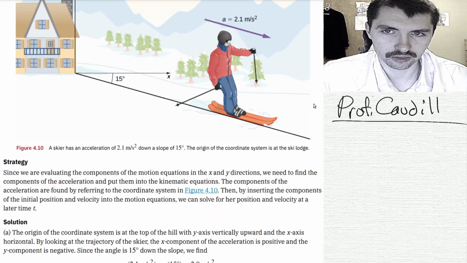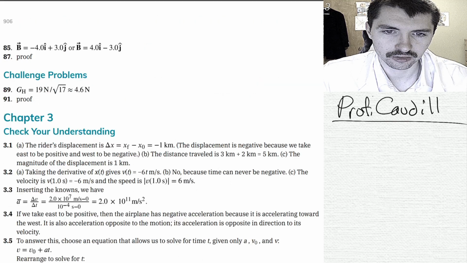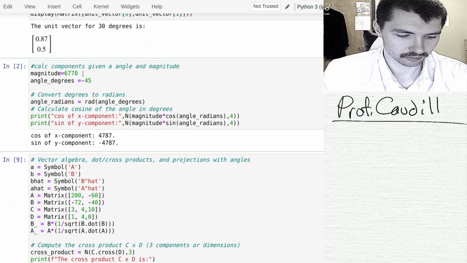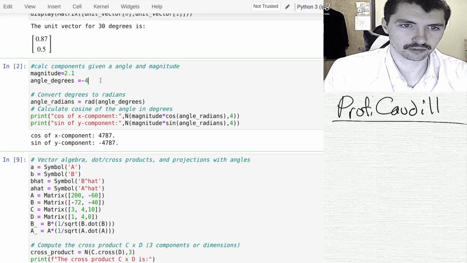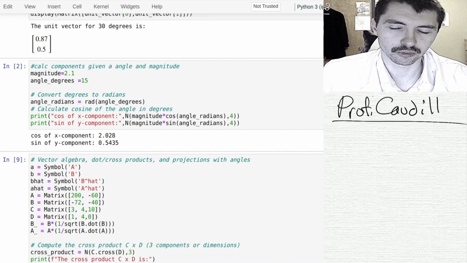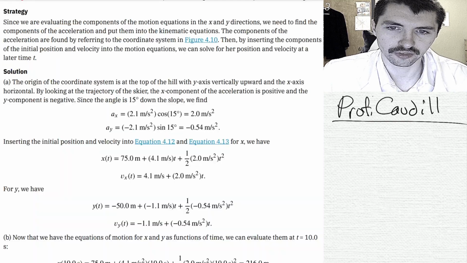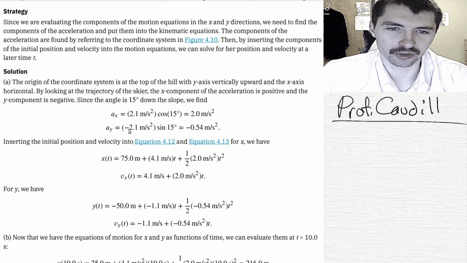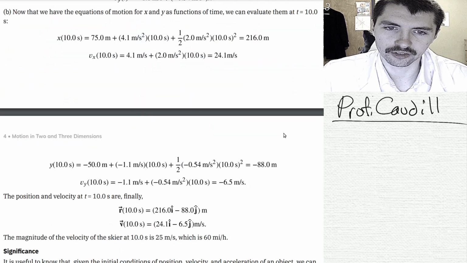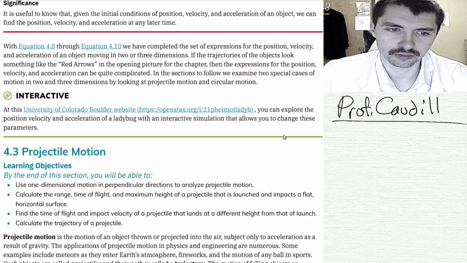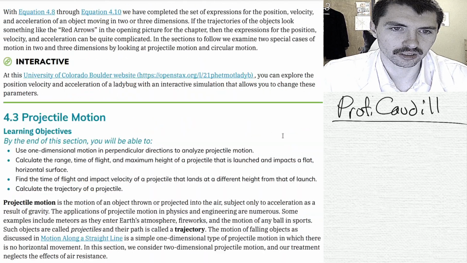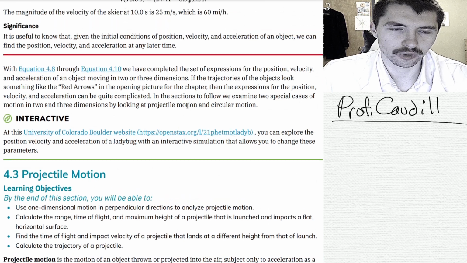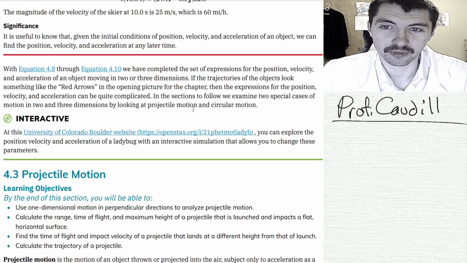So like if the vector is 2.1 at 15 degrees, I know this one we'll use a lot. So 2 and 0.5, 2 and 0.5. Only thing they changed was it was a negative for the y. So gotta be kind of careful with what you plug in. Okay, so yeah, we ended here last time.